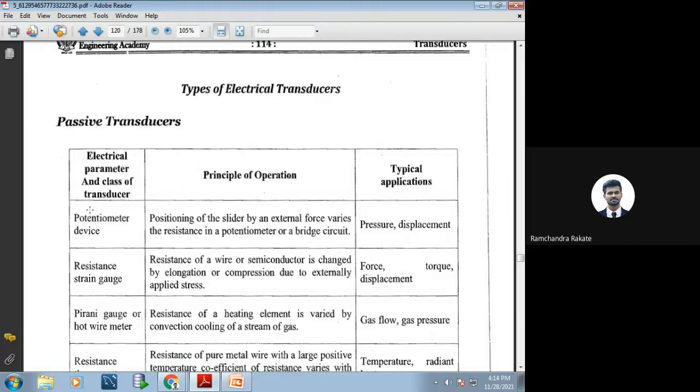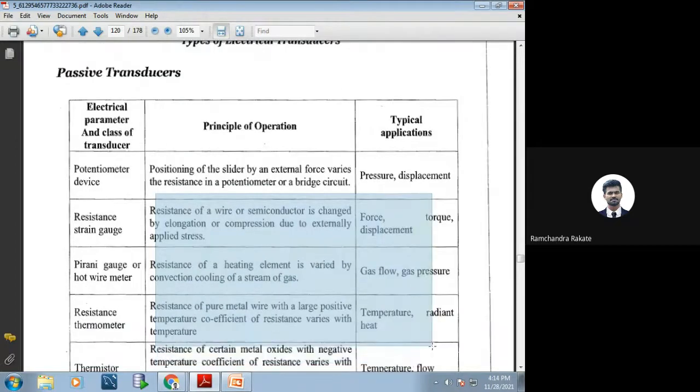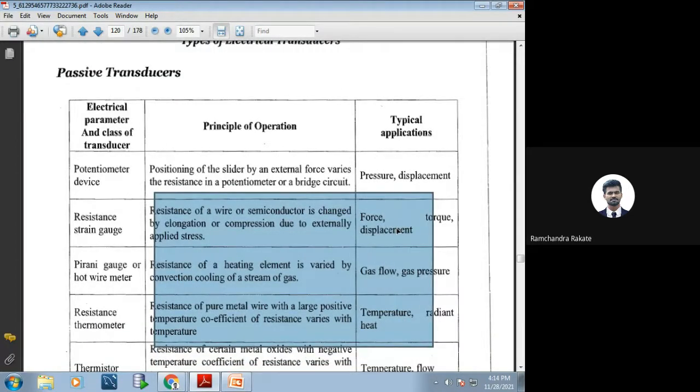Suppose in practice, now just look at the screen, there are certain types of electrical transducers I have given. So in the practical world, a number of physical quantities are to be measured, for example temperature, pressure, flow, current, voltage. Such a physical quantity under measurement is called the measurand or input signal. Such an input signal acts as information for the measurement system, and this information may be in the physical form, that is force, or we can say displacement. So such measurements are being used.